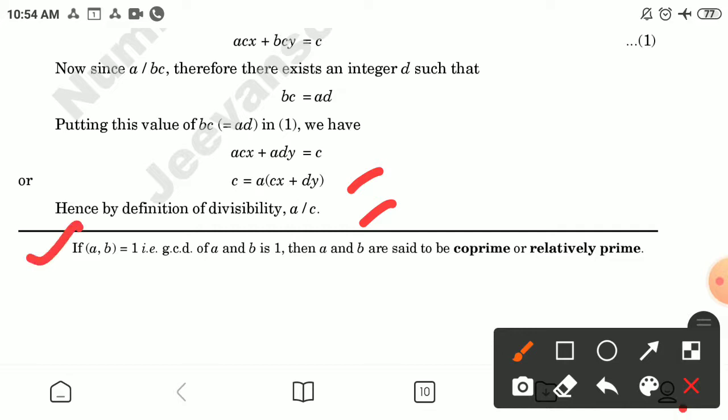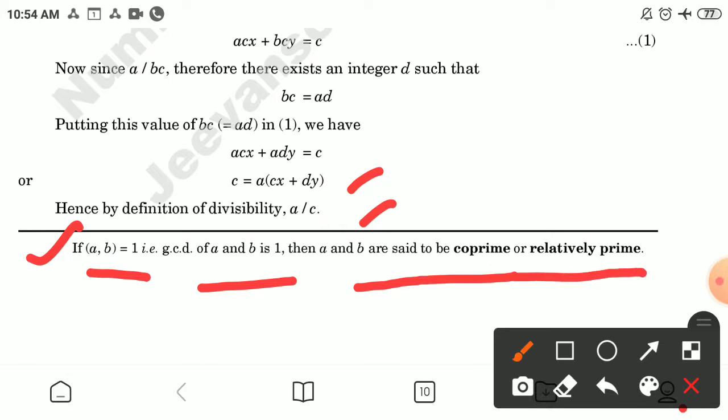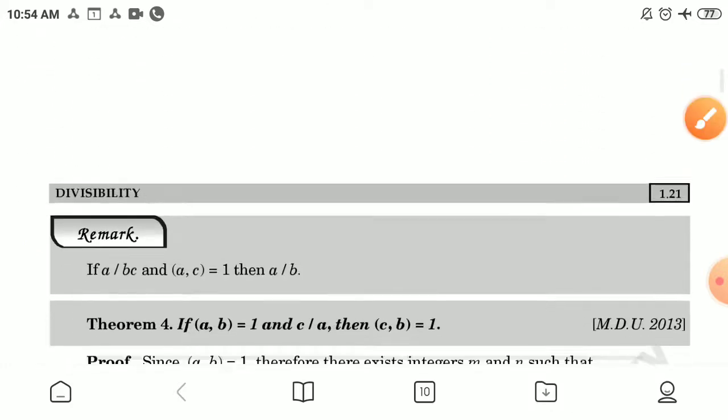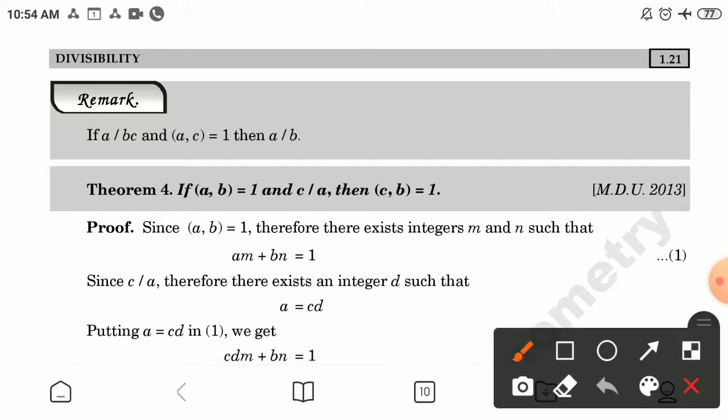Making a star: if the greatest common divisor of a and b equals 1, then a and b are said to be co-prime or relatively prime. This is the definition. Now making a remark: if a divides bc and the greatest common divisor of a and c is equal to 1, then a divides b also. Next theorem: if the greatest common divisor of a and b equals 1 and c divides a, then the greatest common divisor of c and b is also equal to 1.